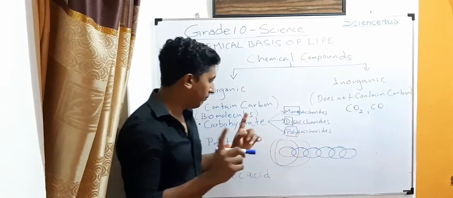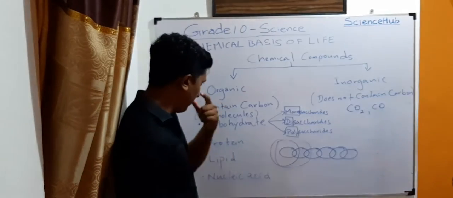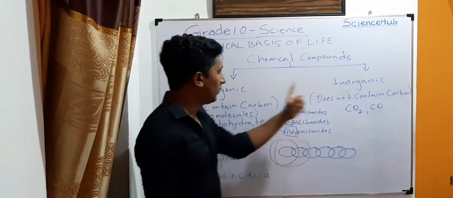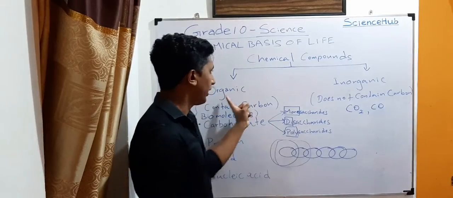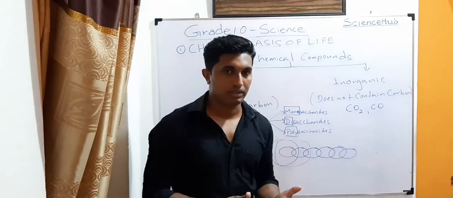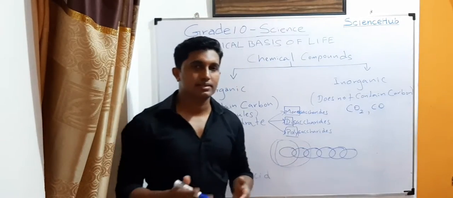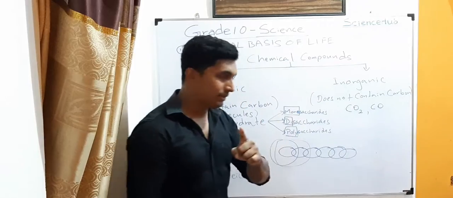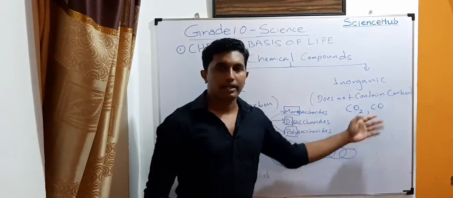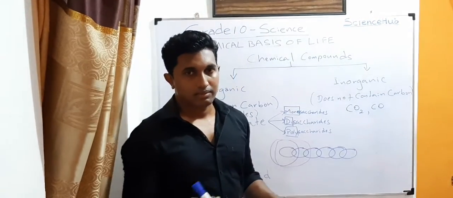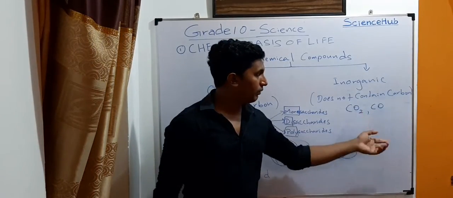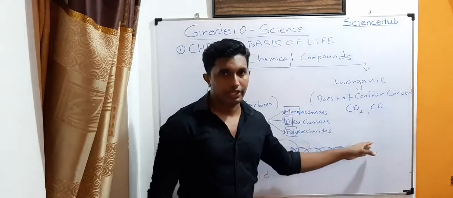Please memorize these things. Chemical compounds can be divided into two categories: organic and inorganic. Organic means the compounds that contain carbon, and inorganic means the compounds that don't contain carbon atoms. But memorize these two examples. Carbon dioxide and carbon monoxide have carbon, but we put them in the inorganic category.